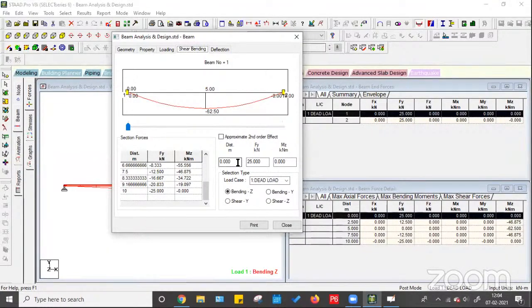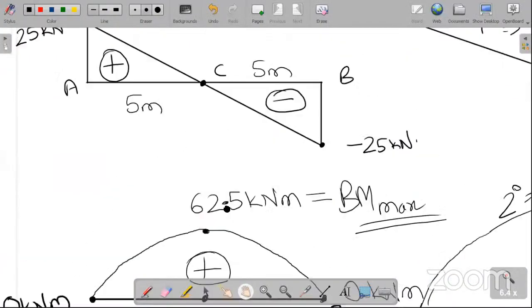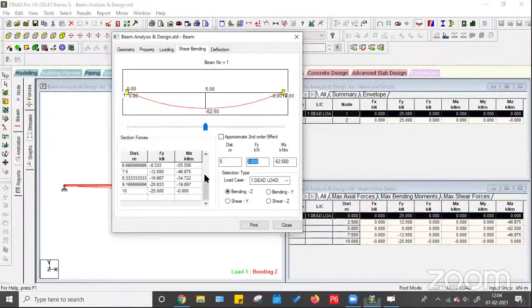You can put any distance and you'll get the value of shear force and bending moment here. Suppose you want to find the bending moment at center, put the distance here as 5, and you can see the value is 62.5. Shear force is 0 at center. But what about at ends? At 0 distance, shear force is 25.